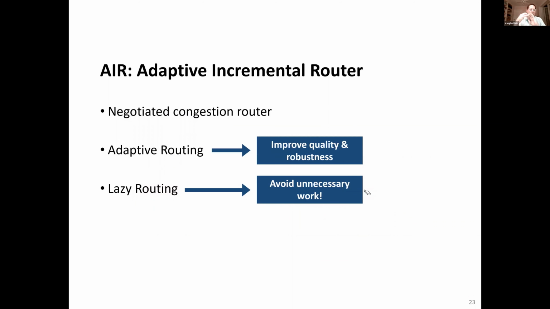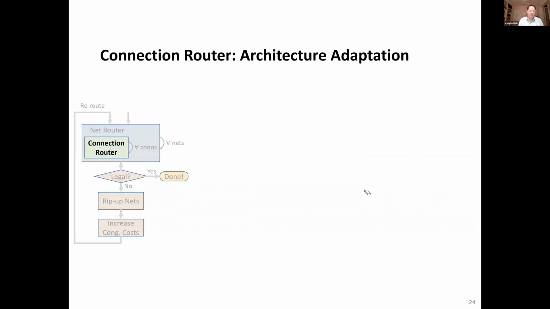Okay, so what does AIR do? So it's a negotiated congestion router, so that's well known. It does two things that are new. So it tries to be more adaptive to improve quality and robustness. So that really links into the adapt to the architecture automatically, and it tries to be lazy. Don't do as much work that is redundant. Okay, so how does that work?